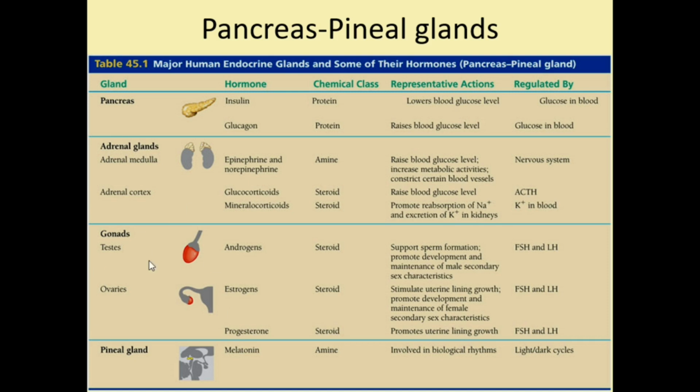And then we move down into the gonads, where we've got the testes and the ovaries. So very important in growth, development, reproduction. And then the pineal gland, so up in the brain again, which produces melatonin. And melatonin is very important in maintaining our circadian rhythms, such as our sleep and wake cycle. Those are the main glands and just some of the hormones that they produce and some of the functions that they carry out.